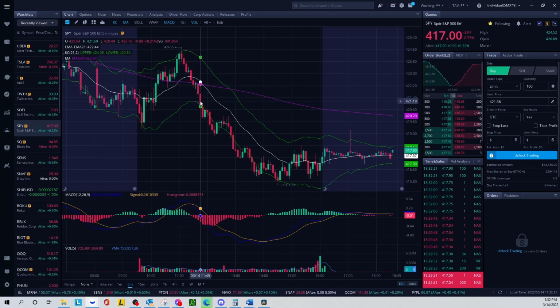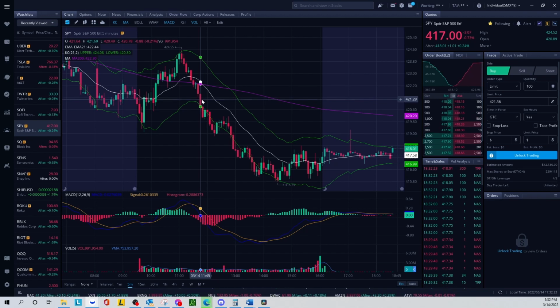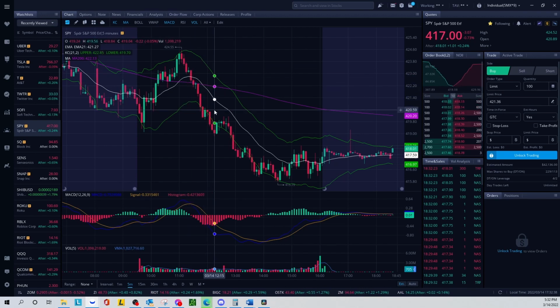All right, so usually when you get around this area, you might get some candles that try and move outside of that zone, but for the most part, it's going to remain within that 2 ATR range.